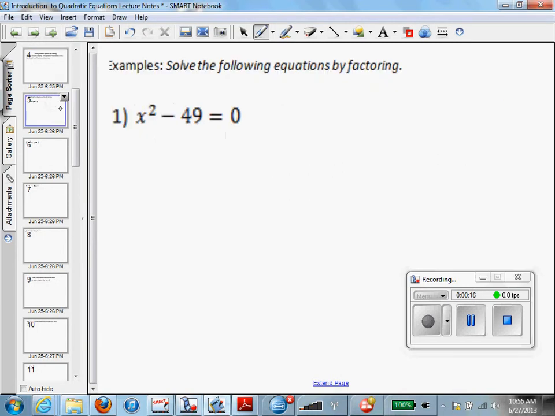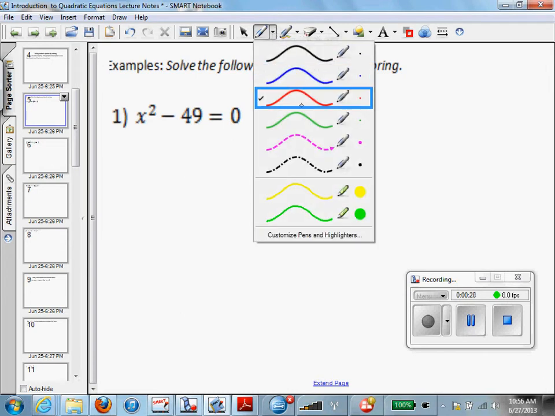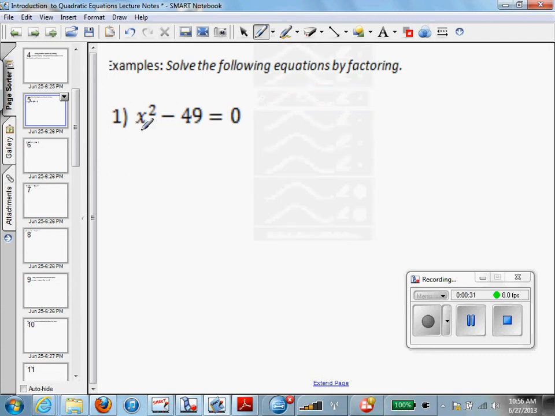So let's take some examples, starting with this one: solve the following equations by factoring. What you want to do is look at x squared minus 49 equals 0 and realize that this can be broken into two separate sets of parentheses equaling 0. Inside each of those sets of parentheses you're going to have an x doing an operation to a number. This 49 is a perfect square, so we know we're going to have x doing something to 7 and then x doing something else to 7 equaling 0.